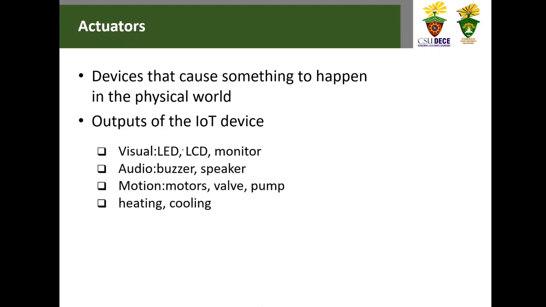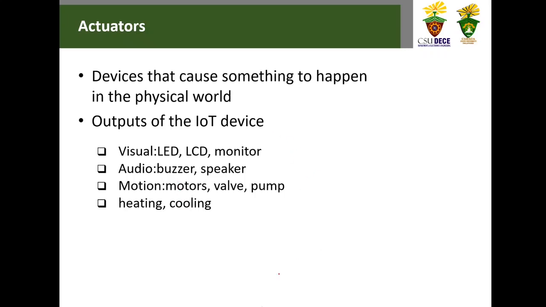So it can be visual. We can have actuators like LED, LCD, and monitors. And we can also control the audio with a buzzer or speaker, and for motion, we can control the motor speed, valves, and pumps. For temperature, we can control the heating and cooling of an environment.